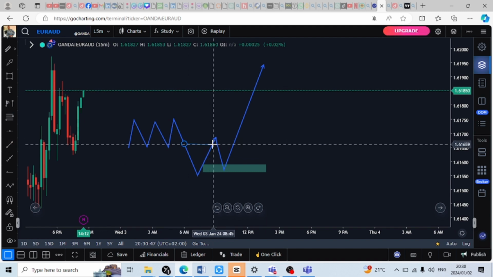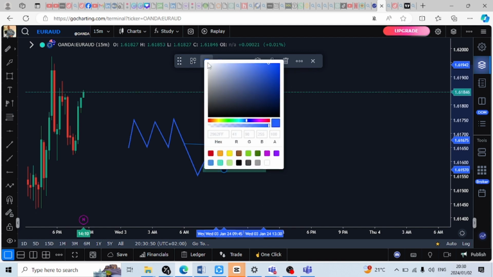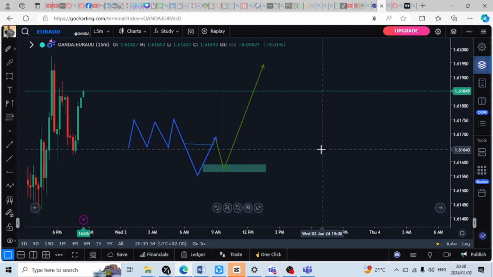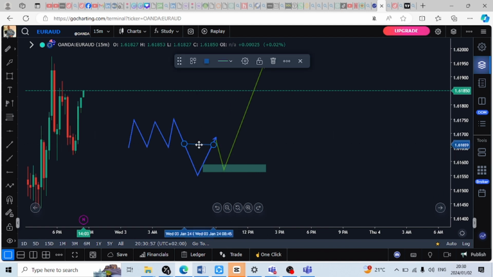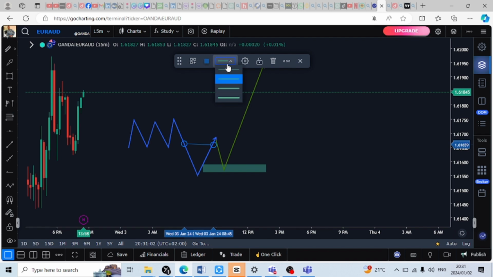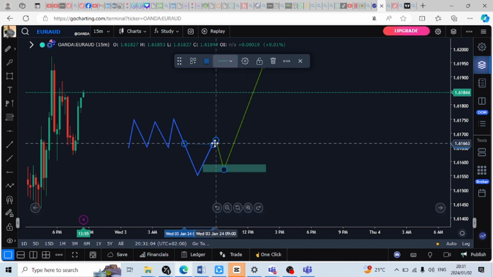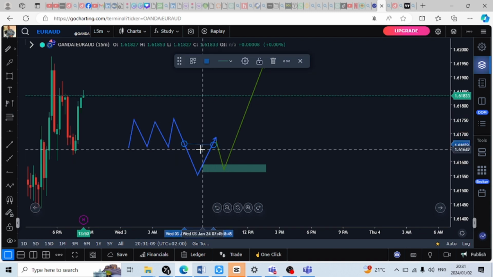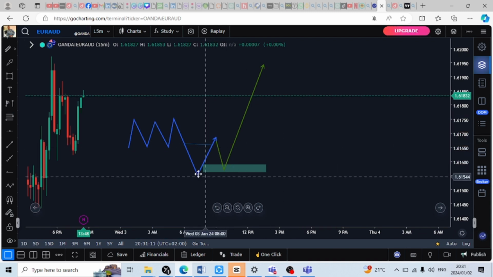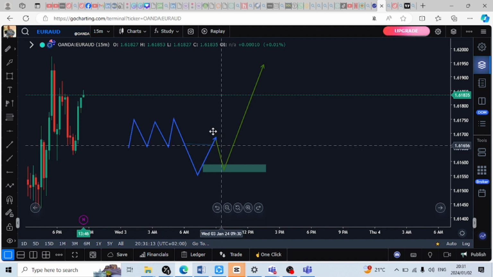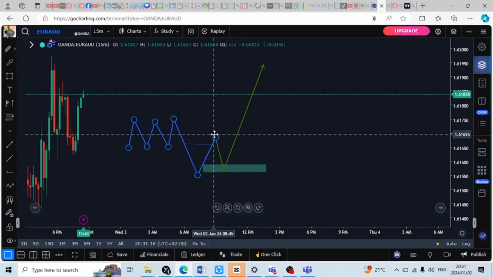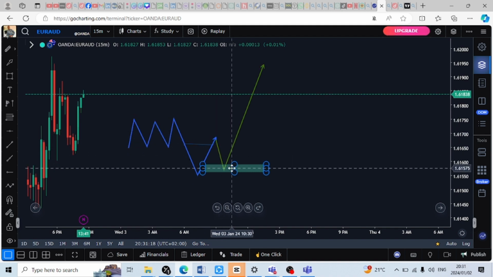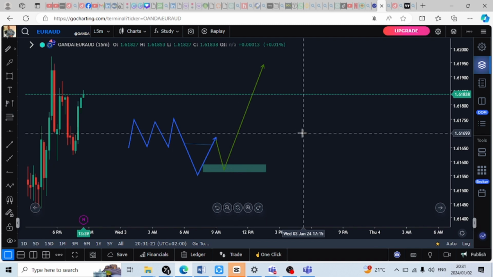So what are you going to do here? Let me just use the color white. You're going to wait for a change of character at this particular level, which signifies that price has moved from a downtrend and is now in an uptrend. Then after price has given you a change of character, you wait for price to return to an order block or a fair value gap.